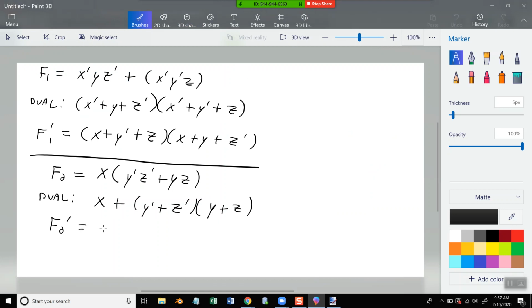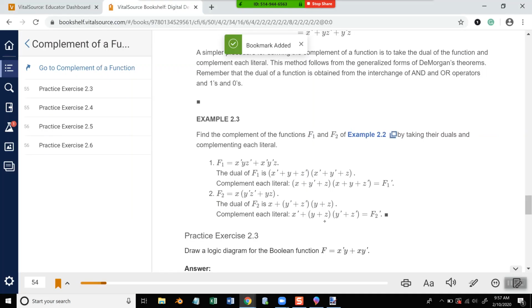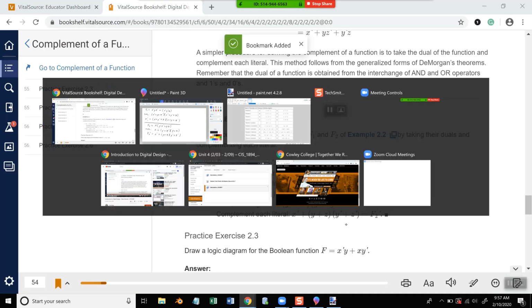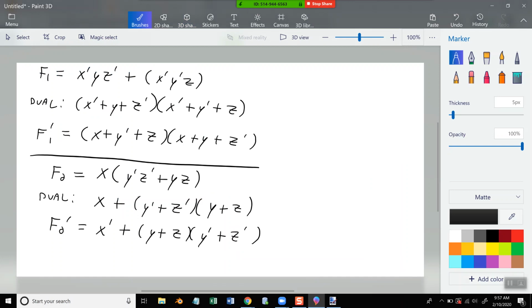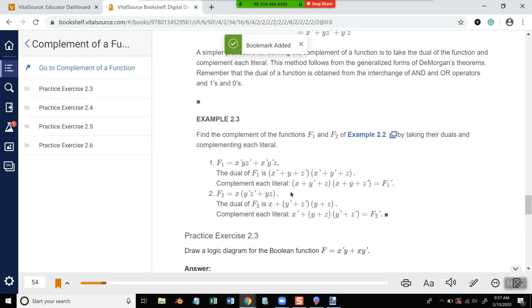So now I invert it. That becomes x prime. This becomes y plus z. And this becomes y prime plus z prime. Y plus z, y prime plus z prime. Okay, and then that'll be your answer. So just a different way of doing those same two type problems.